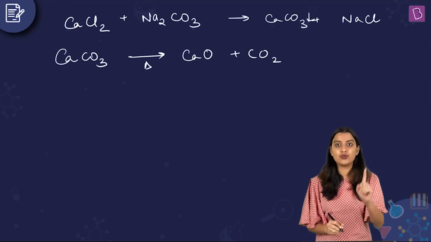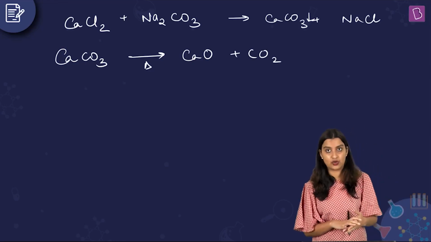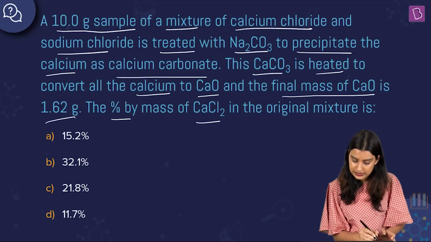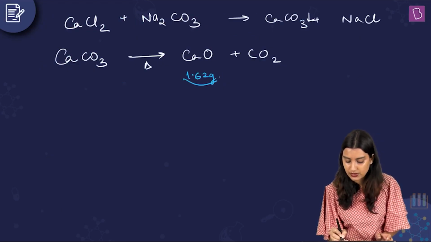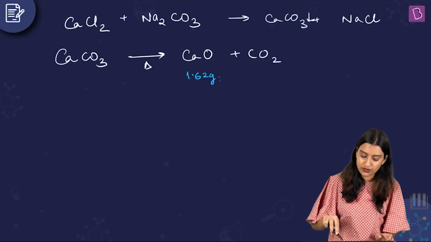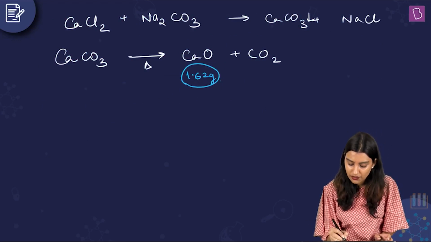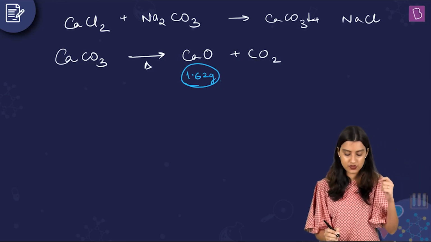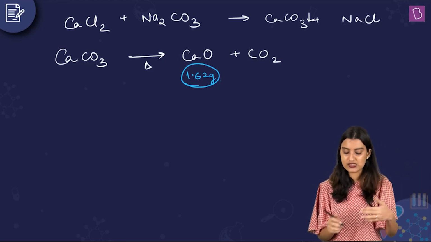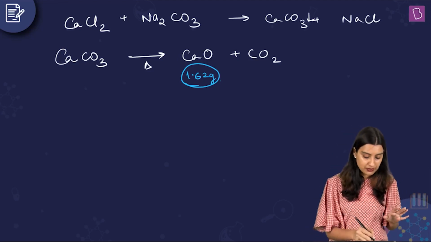They have given you the final mass of calcium oxide. They are saying that it is 1.62 grams. This is all we know. They want you to find out the percentage of calcium chloride in the original mixture. So what we'll do here is we'll use a simple mole ratio, but let's see.